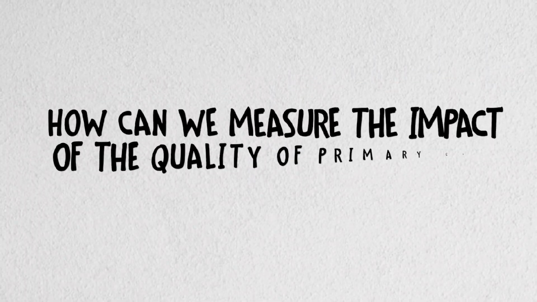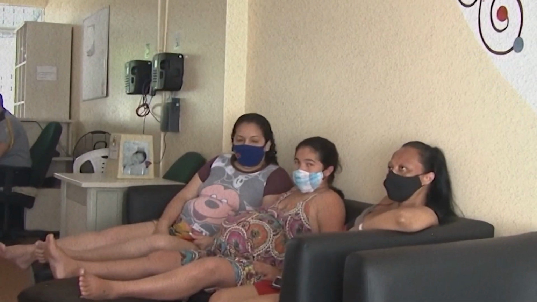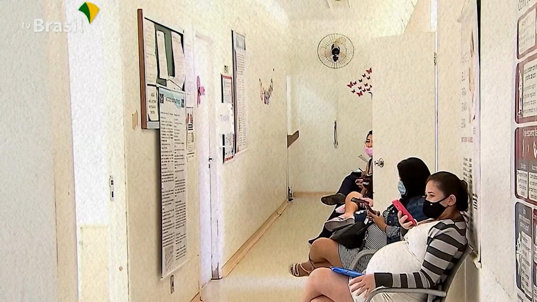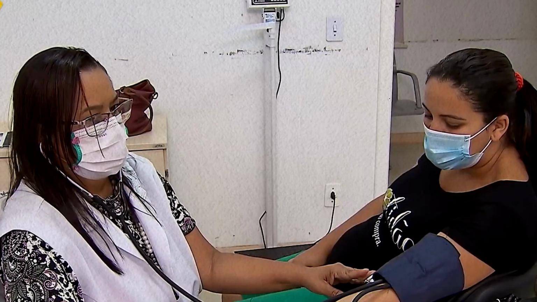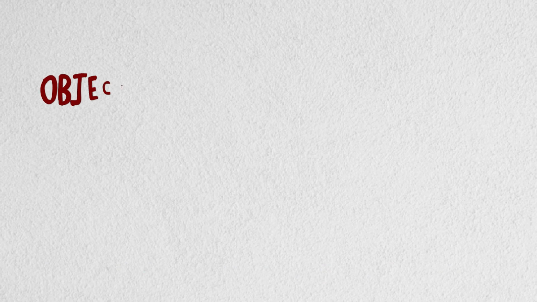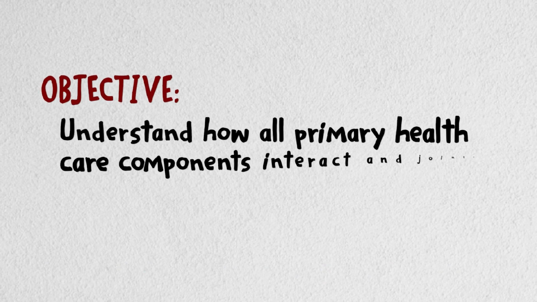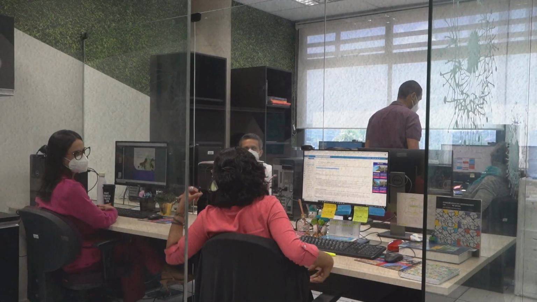But how can we measure the impact of the quality of primary care on child mortality? Traditionally, studies assessing primary care look at its components in isolation, focusing, for example, on prenatal care or human resources. But our objective was to understand how all primary healthcare components interact and jointly affect child mortality. And this was our journey.